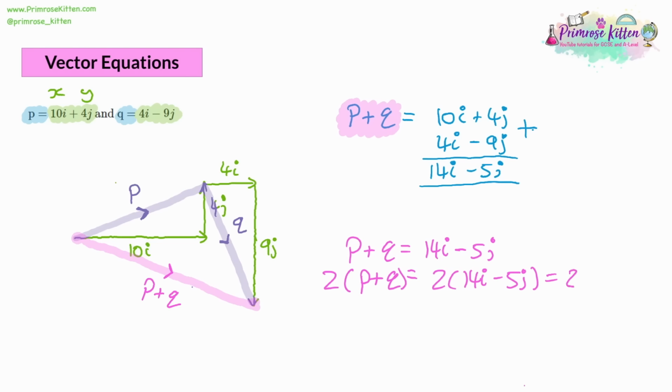So 2 times 14 is 28. 2 times 5 is 10. And so 2 lots of P plus Q would be 28i minus 10j. If we were to draw that out, then what would happen is we would get something like this. And so it would extend out further on. It would be twice as long.